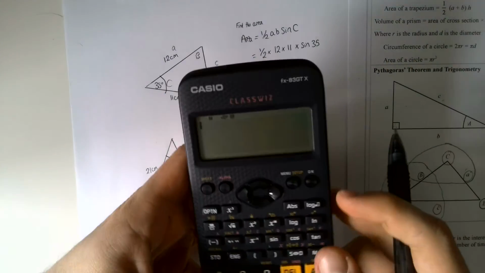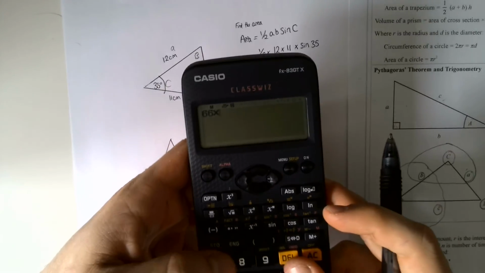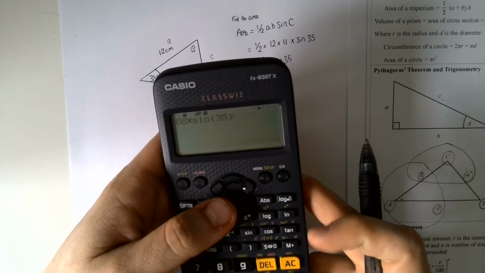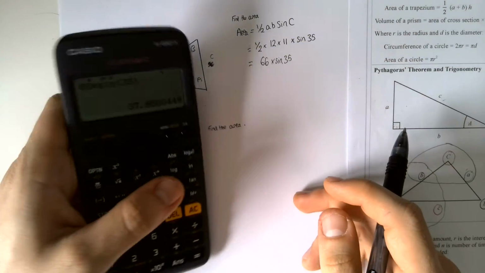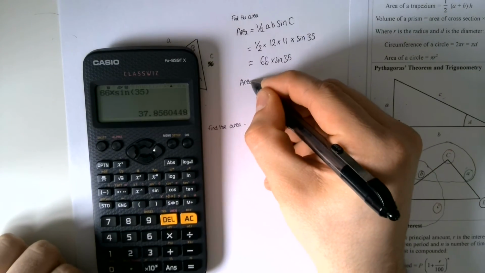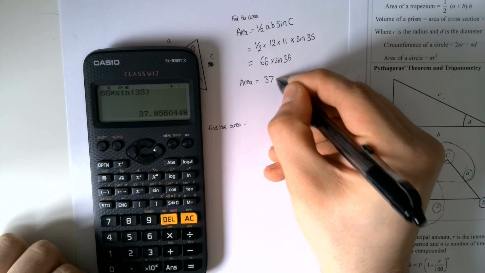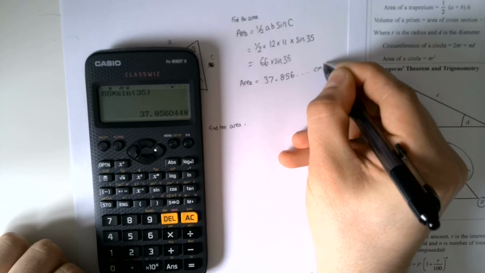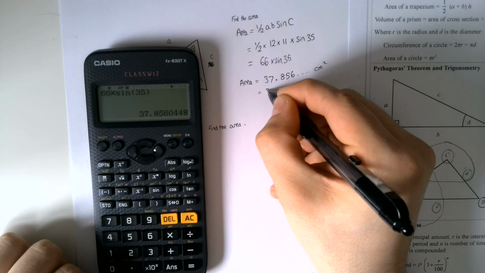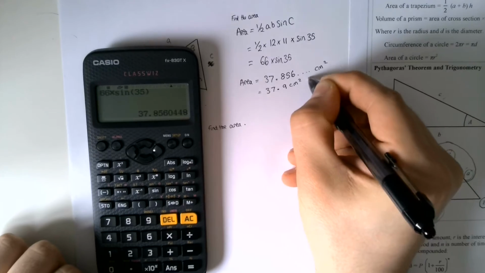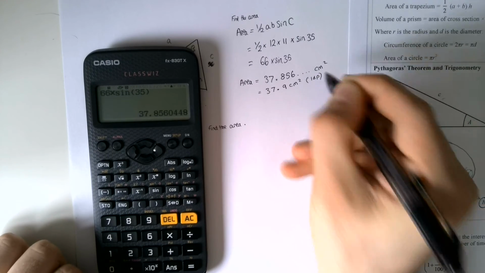If I type that in, I'm going to find my area. So 66 times sine 35. Should have closed brackets there. It doesn't make a lot of difference for this question, but sometimes it can. That is my answer. My area is 37.856 centimetres squared. Or we can round that to 37.9 centimetres squared, which is one decimal place.